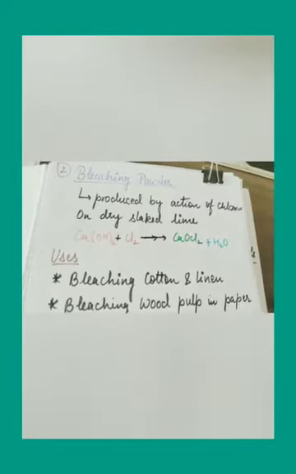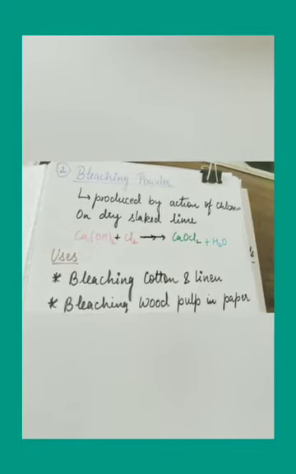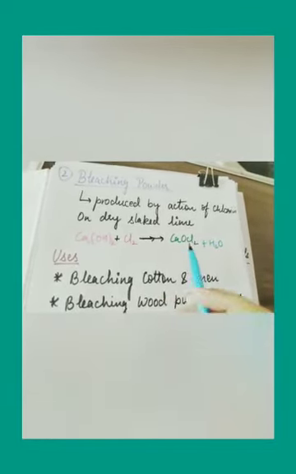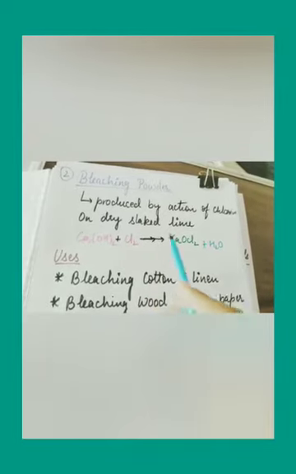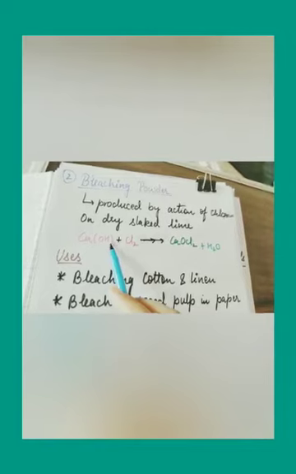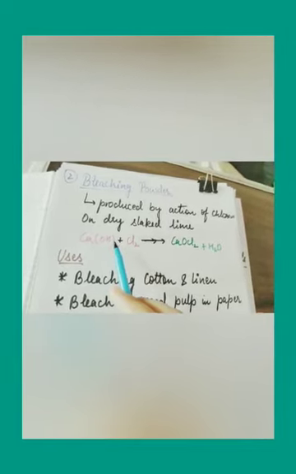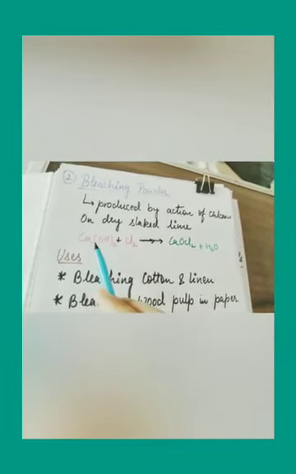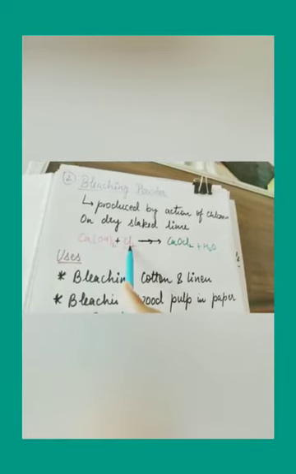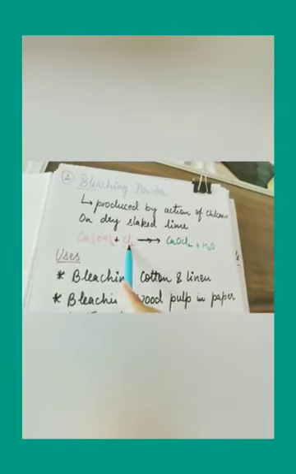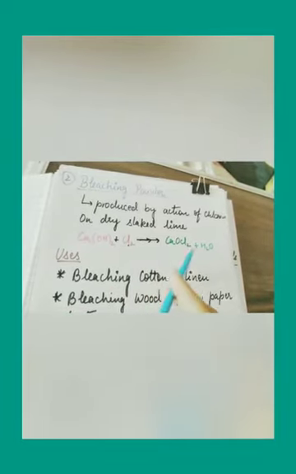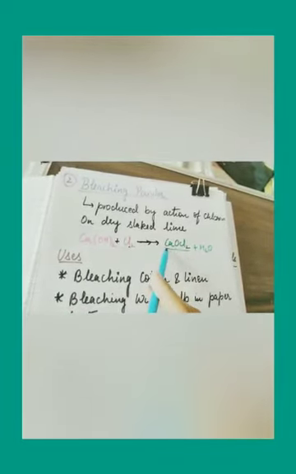Now next chemical which we will study is the bleaching powder. Bleaching powder, how is it produced? It is produced by the action of chlorine on dry slaked lime. Slaked lime, that is Ca(OH)2, which you have already studied. Lime water, when it is dry, it is called slaked lime. And this slaked lime, when combined with chlorine gas, it gives CaOCl2 plus H2O, which is bleaching powder, right?